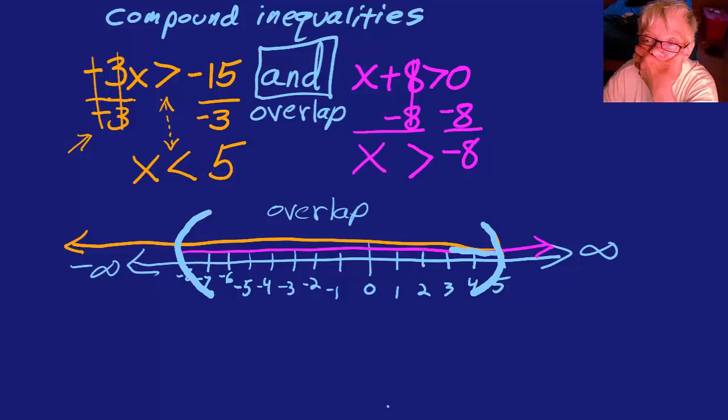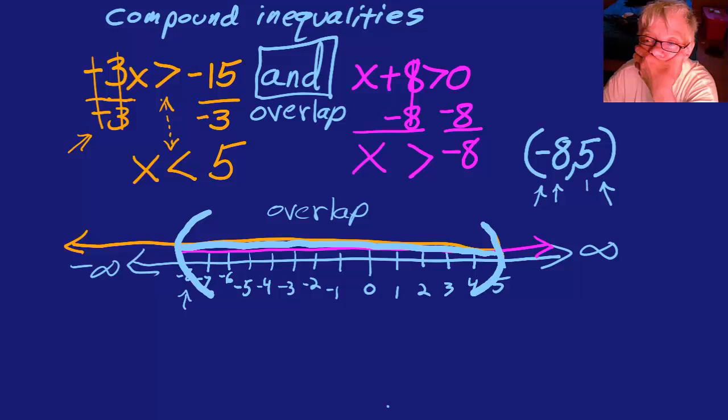So x can be any number strictly between negative 8 and positive 5. The interval notation looks like the graph: parenthesis on the left, negative 8, comma 5, parenthesis on the right. Strict inequalities always take parentheses. Dividing by a negative number or multiplying by a negative number forces you to turn the inequality sign around.